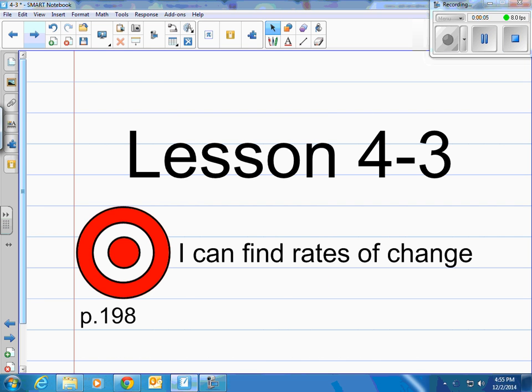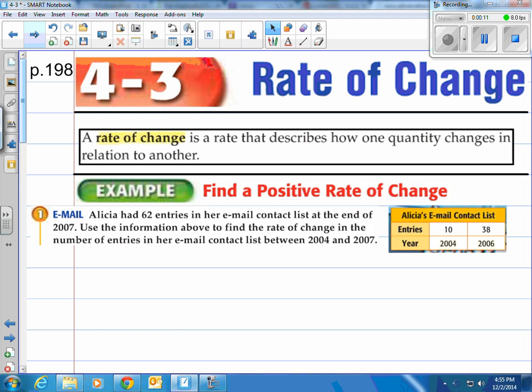This is lesson 4-3 on page 198 in our books, and the target is I can find rates of change. What's a rate of change? A rate of change is a rate that describes how one quantity changes in relation to another. Let's take a look at the example.